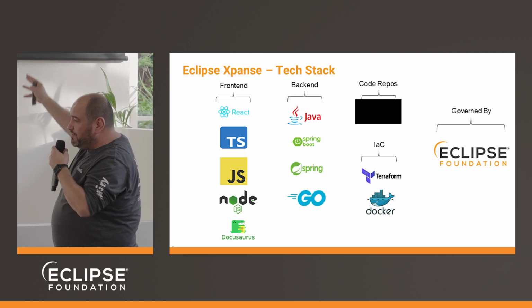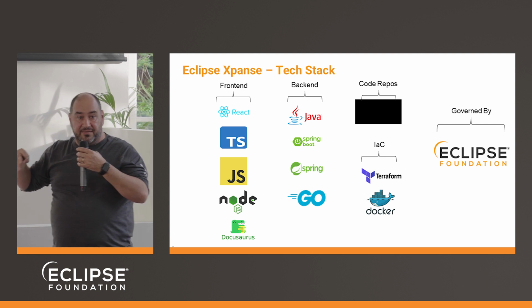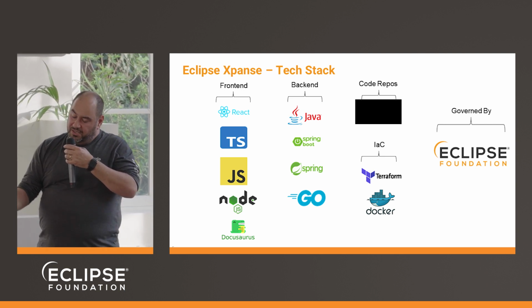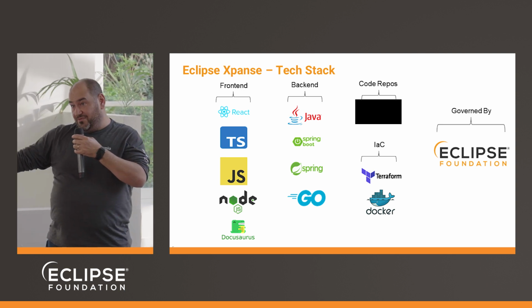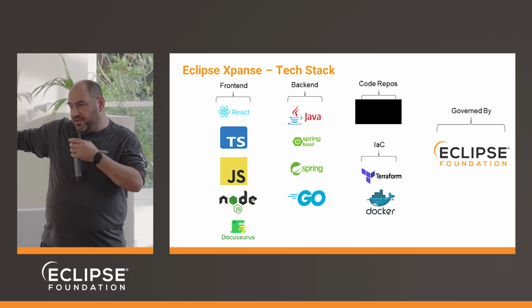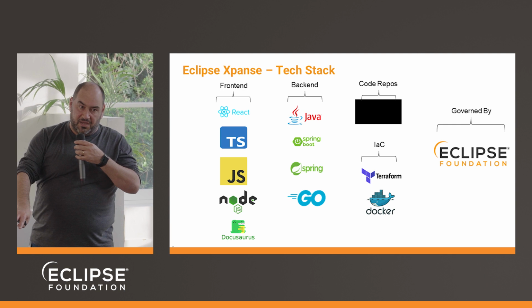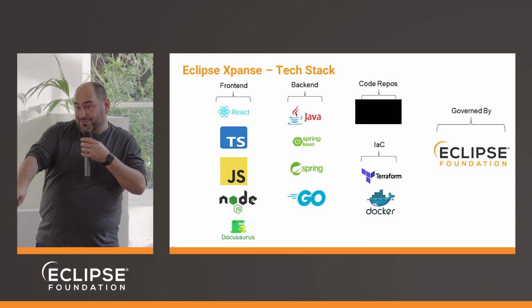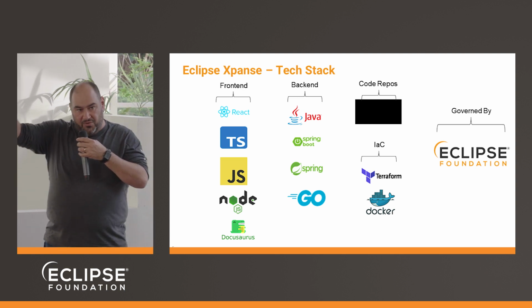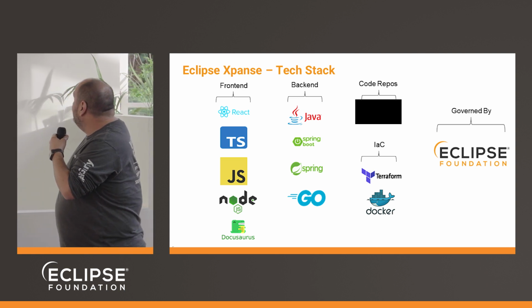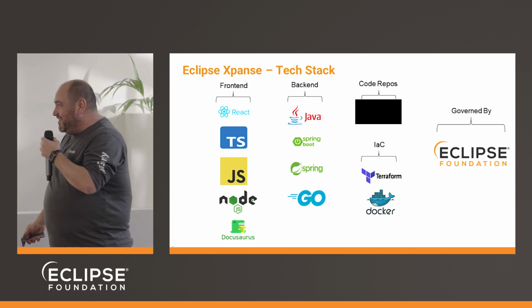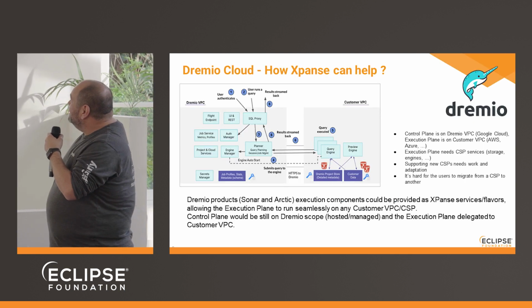We can also interact with IaC, like Terraform by itself. So if you're already using Terraform, Xpanse can generate Terraform files for you. We have two layers: directly using the APIs from the cloud service provider, and if those APIs do not exist yet, then we can go through Terraform. Obviously, it's governed by the Eclipse rules and foundation.